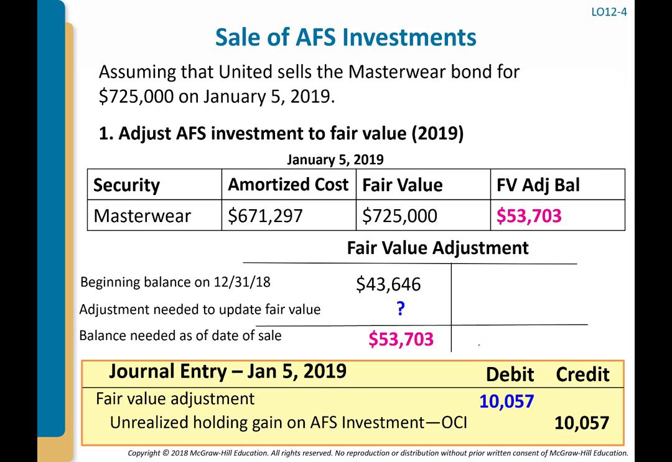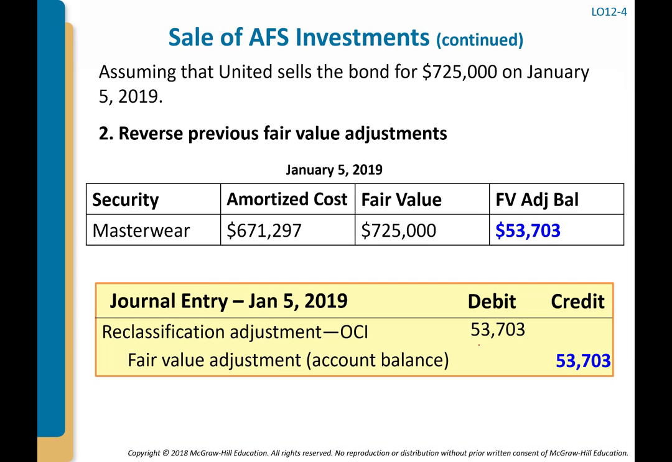Okay. So now what? Now when we get rid of the security, we do what? We debit a reclassification adjustment, OCI, $53,703, and we credit fair value adjustment. Now, when we credit fair value adjustment $53,703, that closes it out, doesn't it?